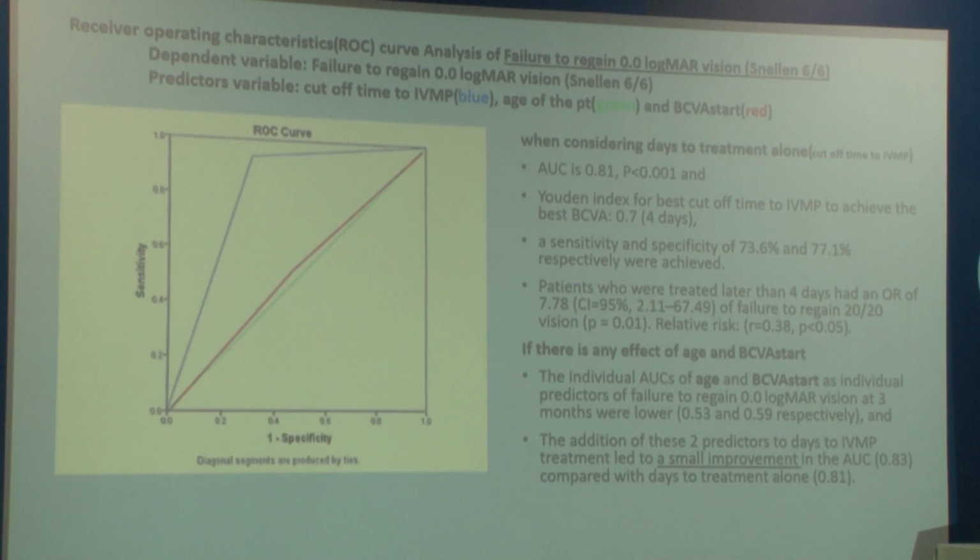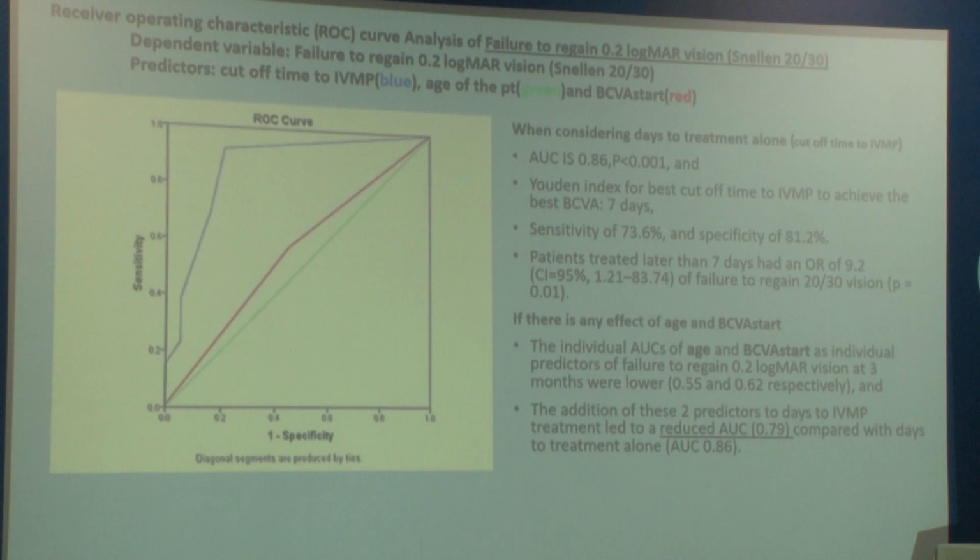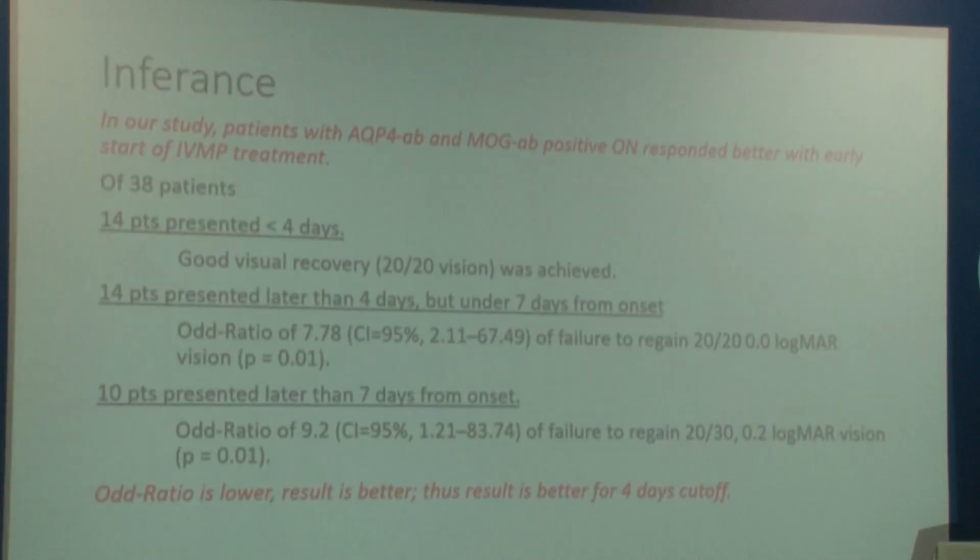Here the area under the curve, when considering the day of treatment alone, is very high compared to the age of the patient and the best corrected visual acuity, as shown in the green and red lines. Even when all the predictors are combined, it is not better than the day of treatment alone. And the Youden index for the best cutoff time to IV methylprednisolone here is 7 days.